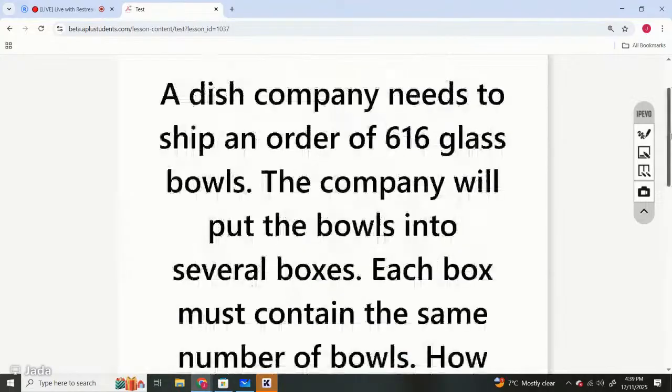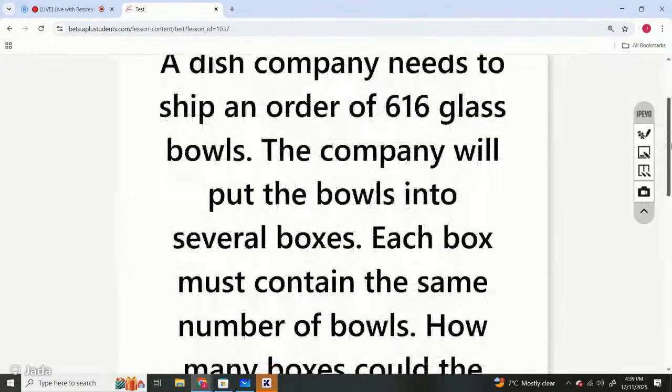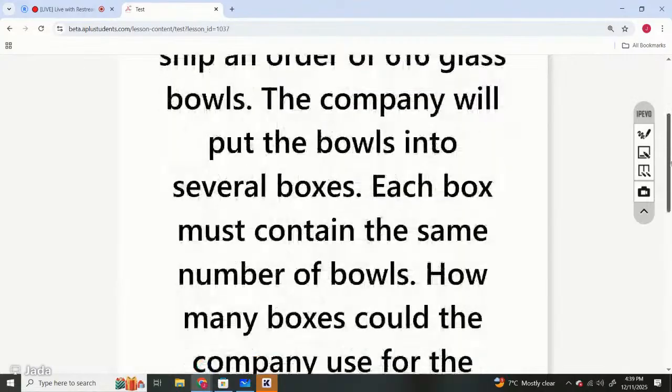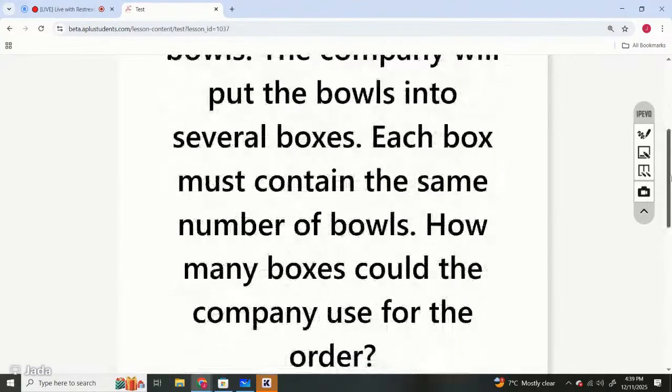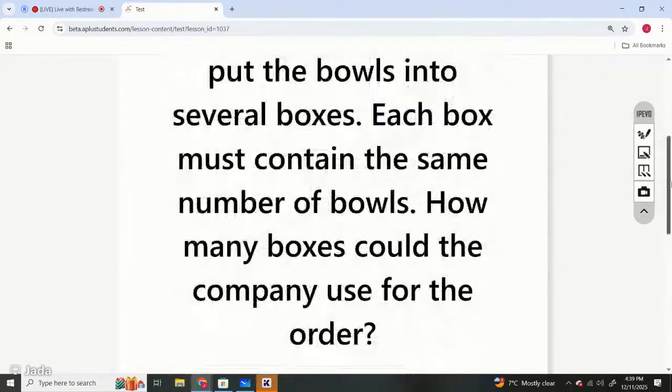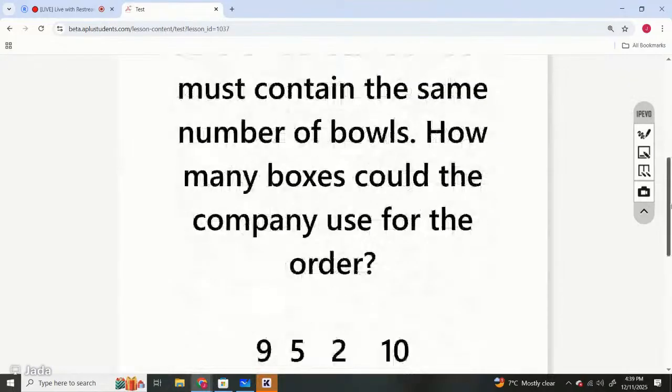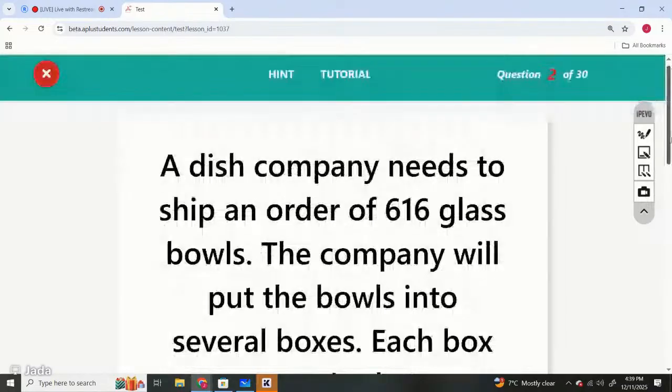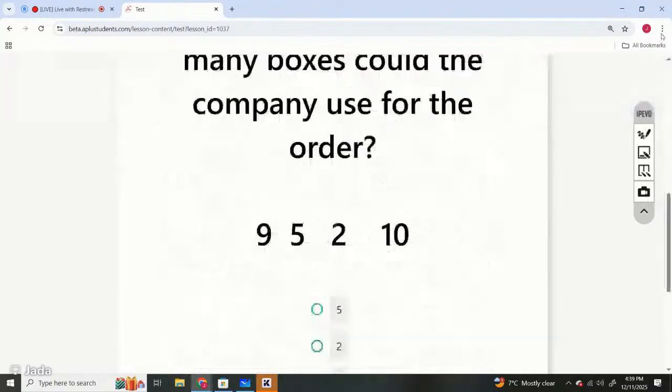A dish company needs to ship an order of 616 glass bowls. The company will put the bowls into several boxes. Each box contains the same number of bowls. How many boxes could the company use for the order? That is 616. So, which is the correct option?